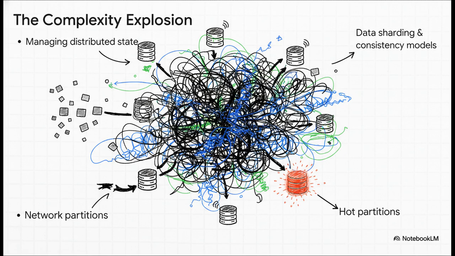All of a sudden, you're wrestling with this whole new class of problems that just didn't even exist before. How do you keep data consistent across machines that are miles apart? What happens if the network between them just breaks? How do you even decide how to split your data up? And what on earth do you do when one tiny piece of data gets way more traffic than all the others? Believe me, these are not easy questions to answer.